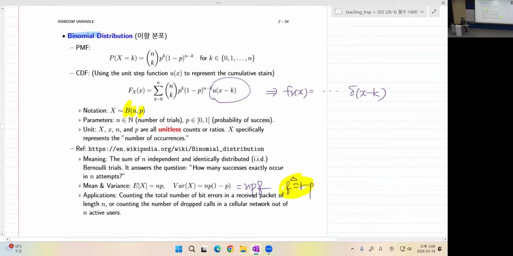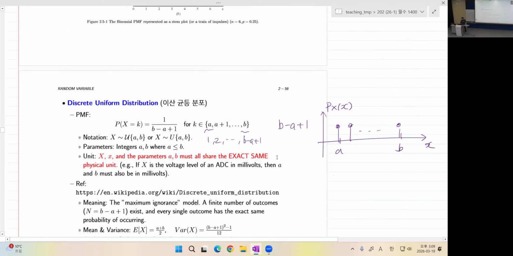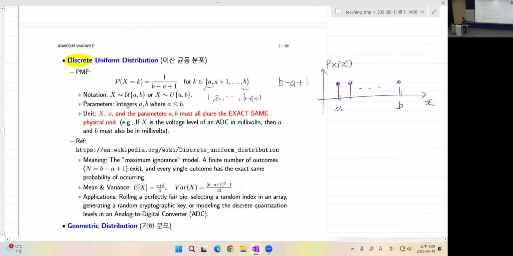Now, the binomial distribution has this shape of PDF and CDF. And here goes the discrete uniform distribution ranging from A to B. So they are integers; you start from A and end at B. How many point masses do you have? Larger number minus smaller number plus 1.